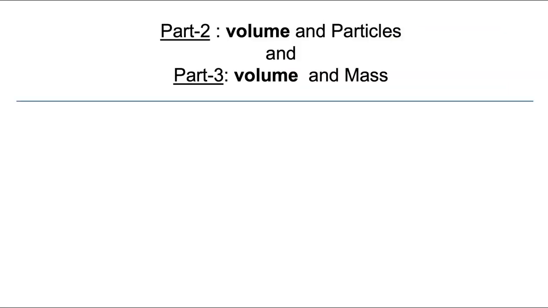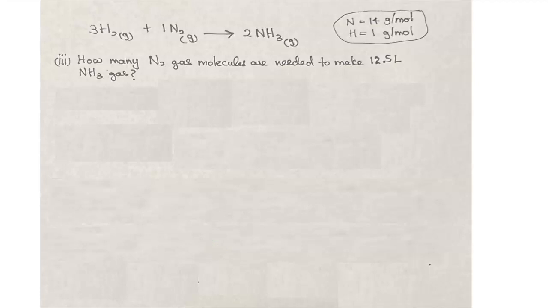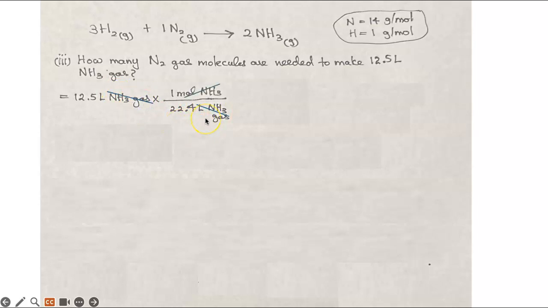Now let's look at volume and particles and volume and mass conversions. The first one is asking how many N2 molecules are needed to make 12.5 liters of ammonia gas. So you're going to start with the 12.5 liters of ammonia gas, and you're going to put 22.4 liters of ammonia gas at the bottom over 1 mole of ammonia gas. These two cancel out, and then you put moles of ammonia here.